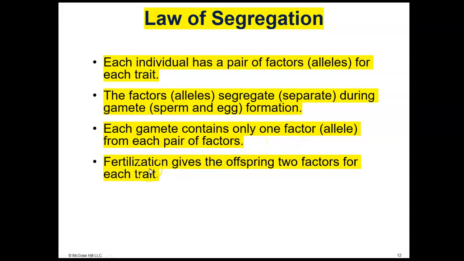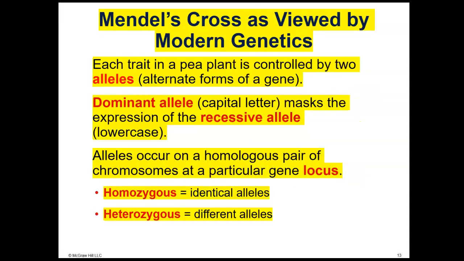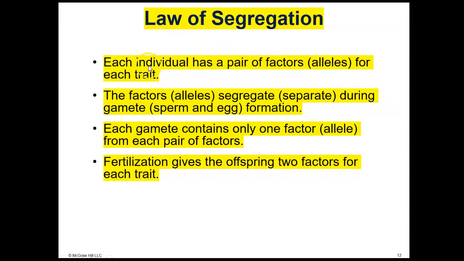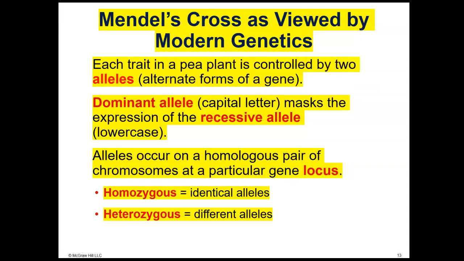And then during fertilization, the offspring will get 2 alleles for each trait. One will come from the sperm and one from the egg. Now, some of this stuff, we already know it. We grow up learning about how this works. But Gregor Mendel was able to prove it through his experiments on the garden pea plant and his careful documentation of the statistics.